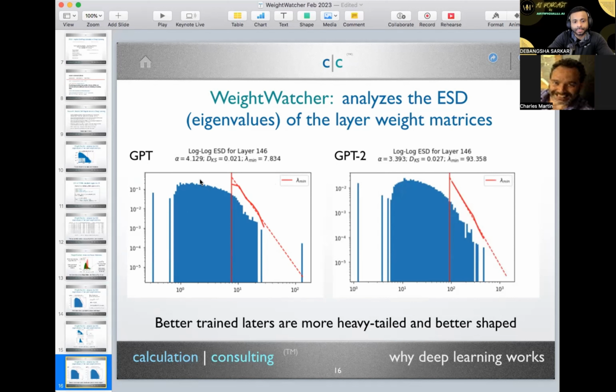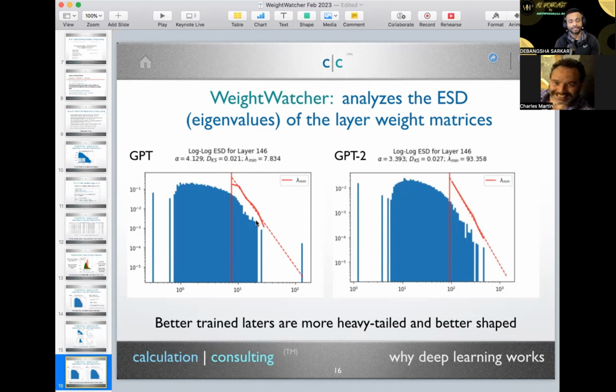You can see that GPT and GPT-2 are basically the same model, but GPT-2 has more data, so it's trained better. Here, this layer has an alpha of 4.129, and this one has an alpha of 3.393. So that's a fairly big difference.